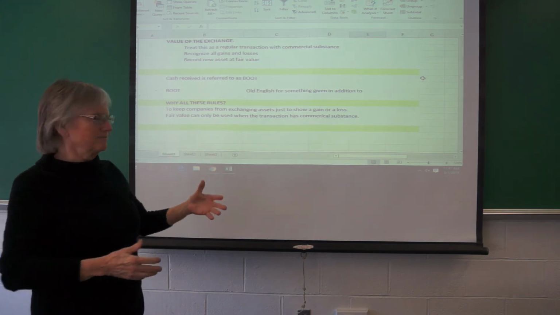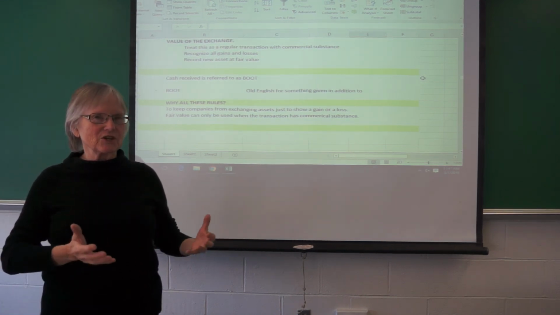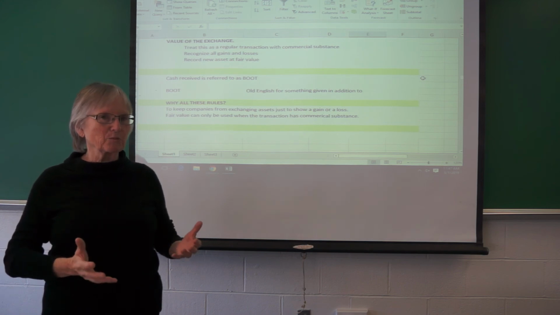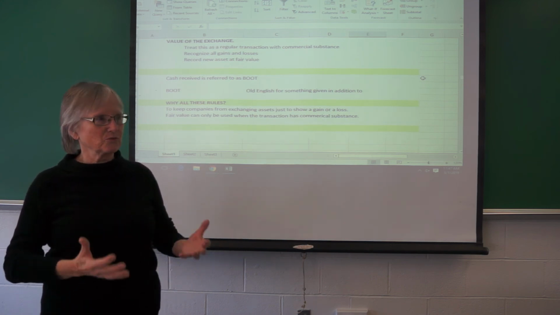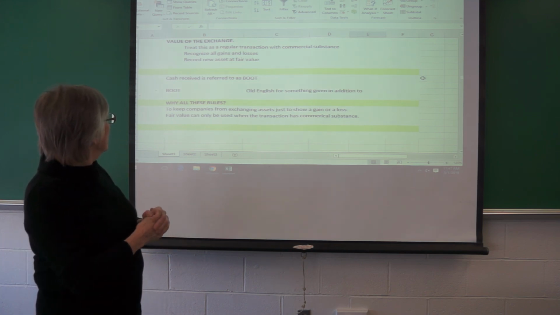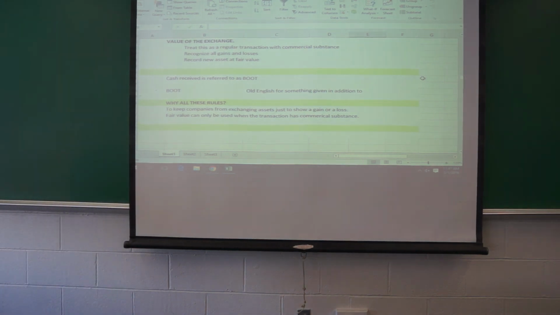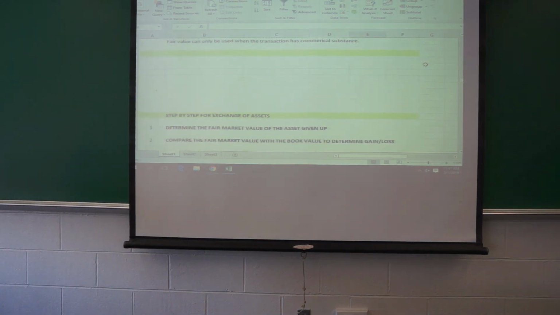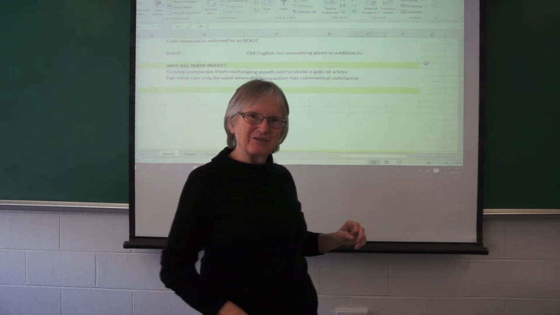Why all the rules? Basically, they're trying to keep companies from just exchanging assets for the sole purpose of showing gains when there really is no commercial substance, no real significant good reason for the transaction. So that's basically it. Okay, so I think we'll just see if we can make some sense out of all this by doing a couple of examples.